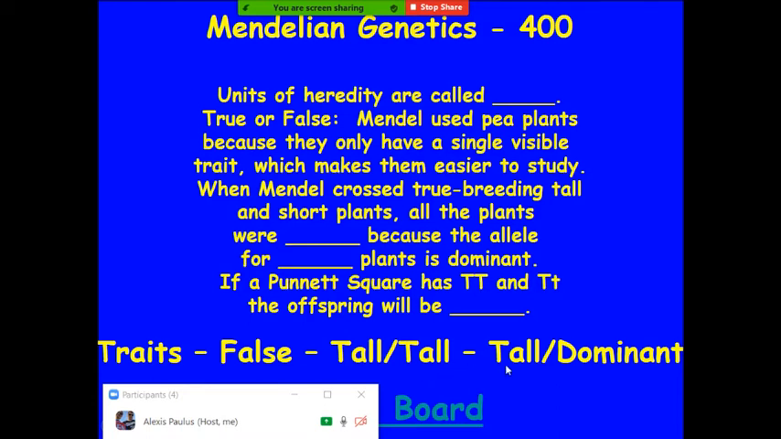If a Punnett square has big T, big T, little t, all of the offspring are going to be tall because all of the offspring will have at least one uppercase T. You would have two heterozygotes and you would have two that are big T, but they still would all be tall.